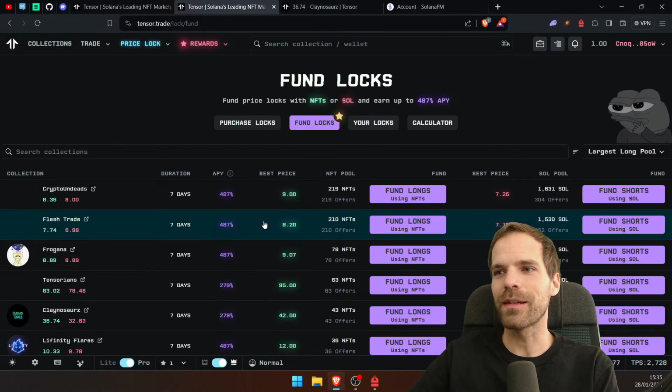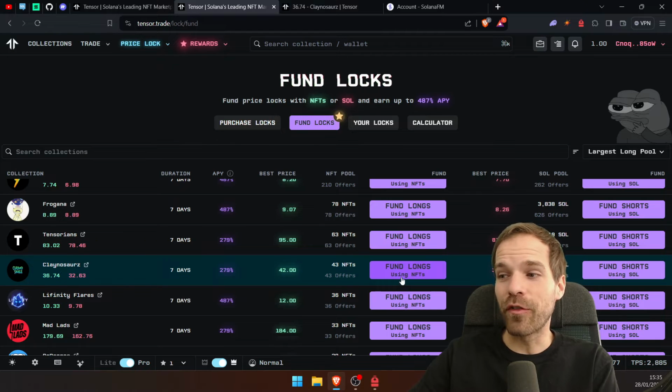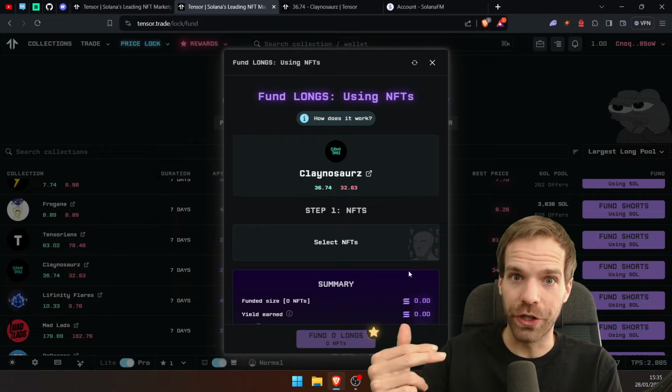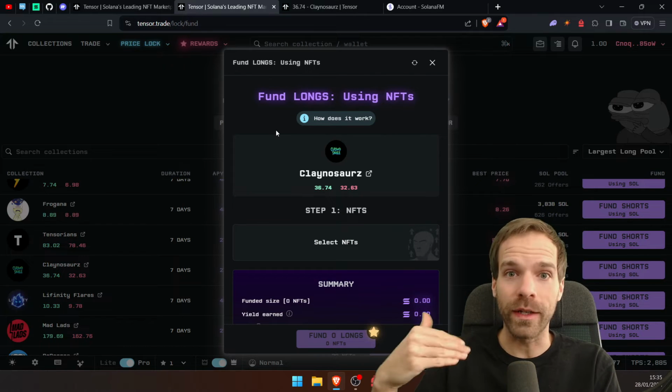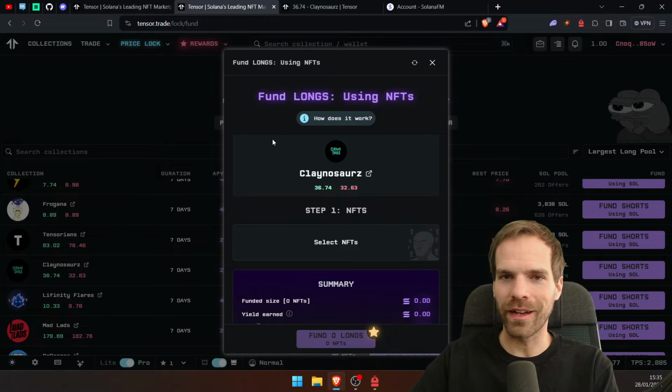So let's fund some locks for Clanos. What do we say? If we fund a short, then we put SOL in, so we go long. And if we fund a long, then we put NFTs in and basically we go short with massive downside, because our downside is our NFT. Let me click through this and then I'll go through that example one more time.